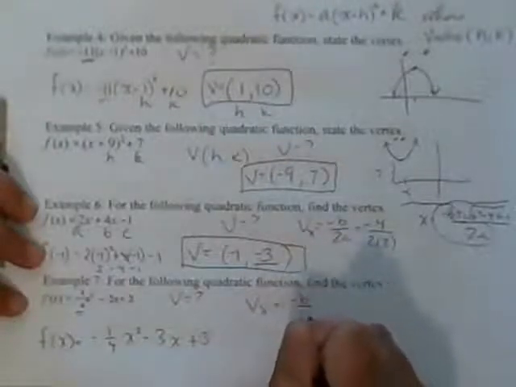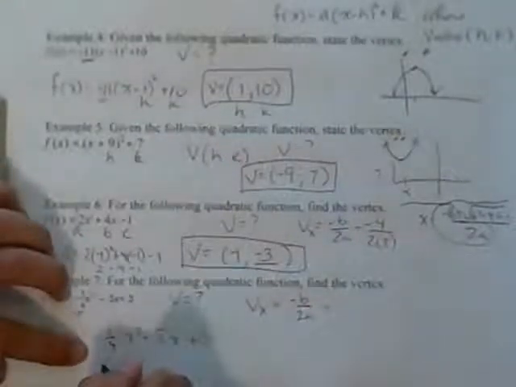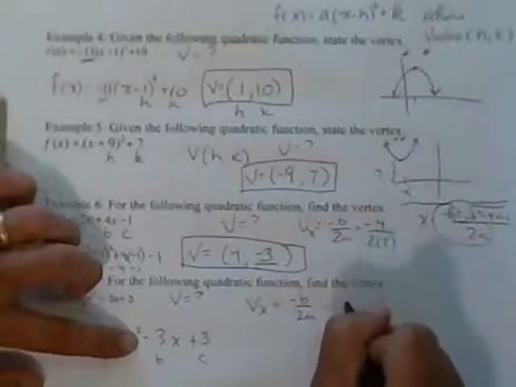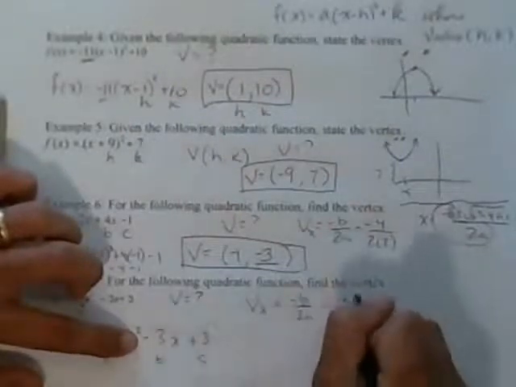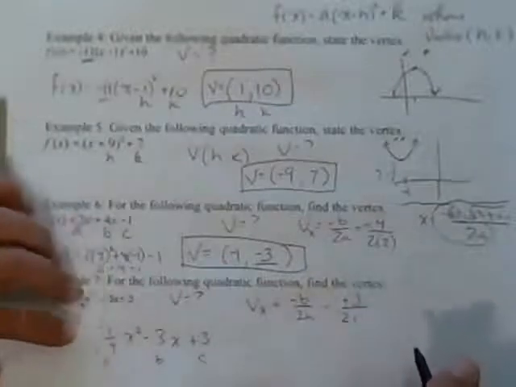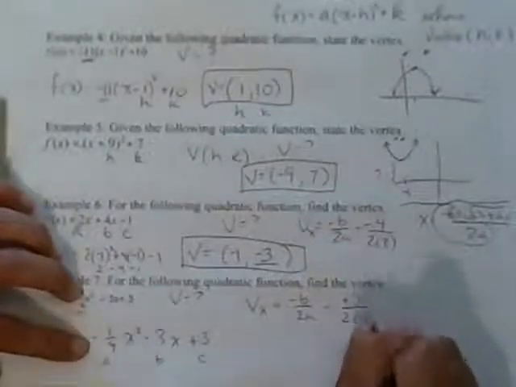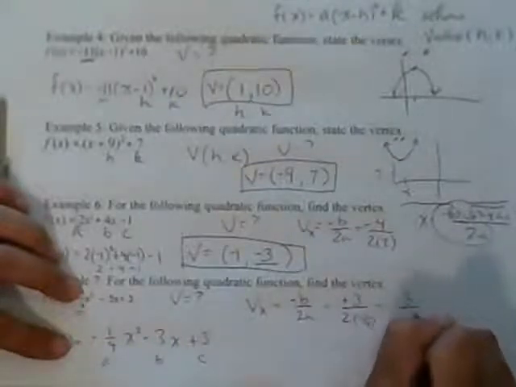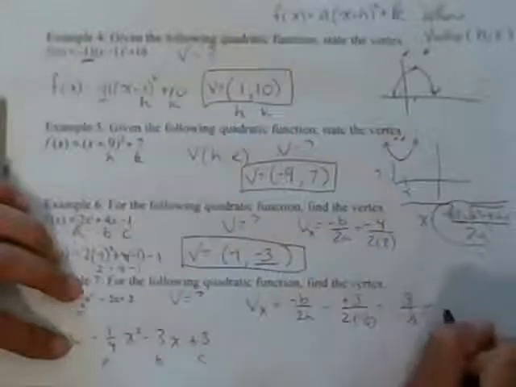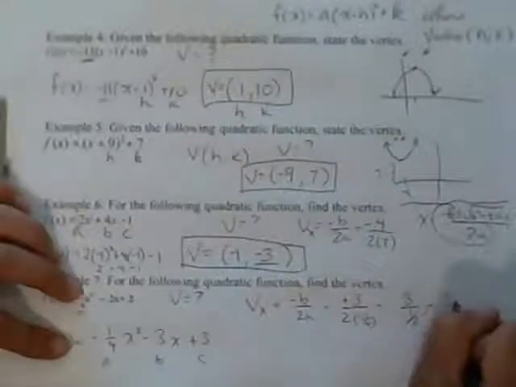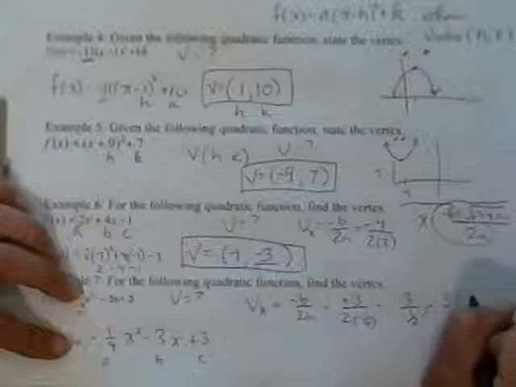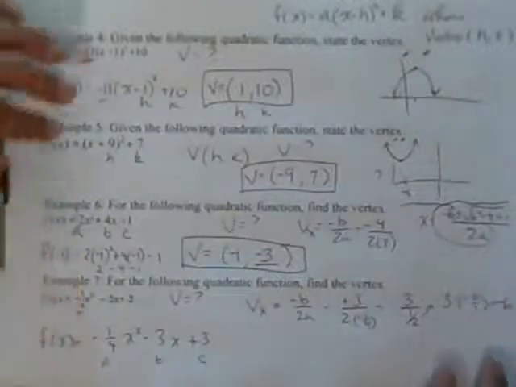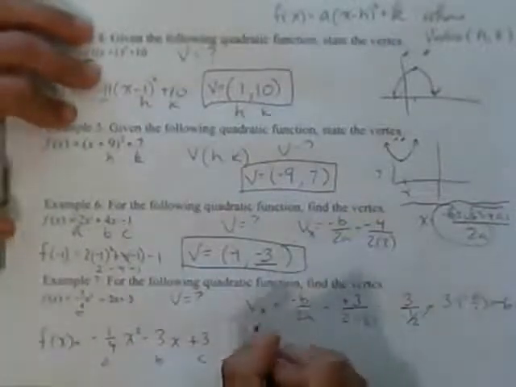over 2a, and so that becomes, that's my a, that's my b, that's my c. -b is going to be negative of -3 is positive 3 all over 2 times -1/4. That's equal to 3 over 2 times -1/4 is -1/2. How do we get rid of the complex fraction? You multiply it by the reciprocal, -2 over 1. 3 times -2 over 1 is -6. So that's your x-coordinate.